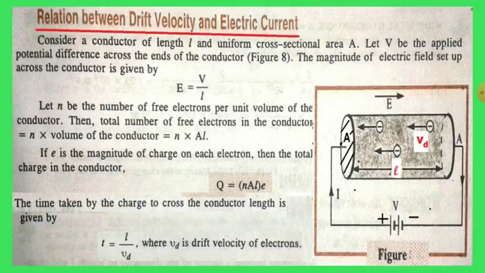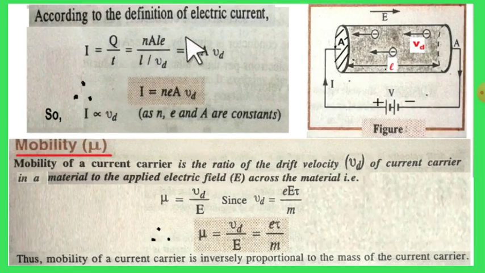Let's see in the next slide. According to the definition of current, we know that current is defined as the rate of flow of charge, so charge divided by time. Charge is nALe, the first expression in the previous slide, and t is L divided by Vd, distance divided by velocity. So if you divide this charge by time, after replacing those expressions for the total charge inside the conductor and the time to cross from one end to the other end, and after cancelling L, you will get it as what?